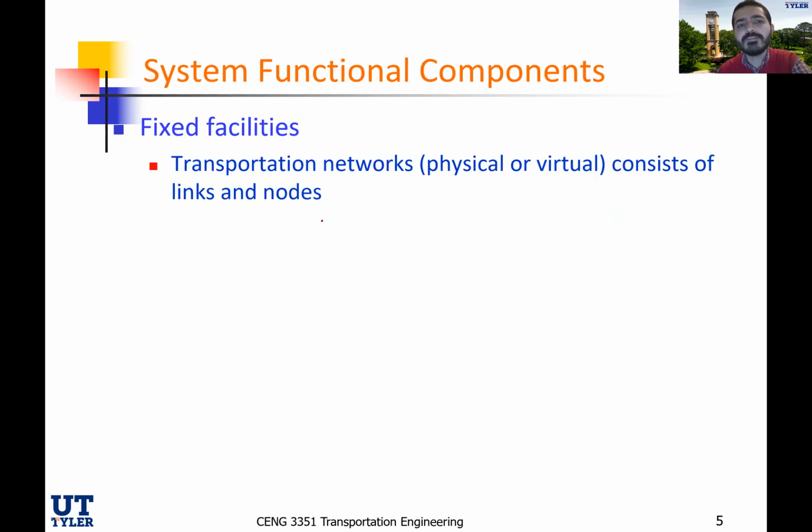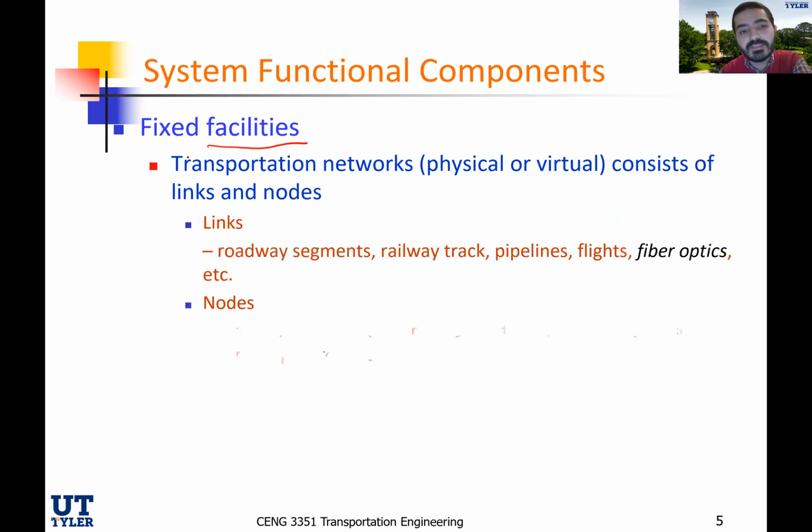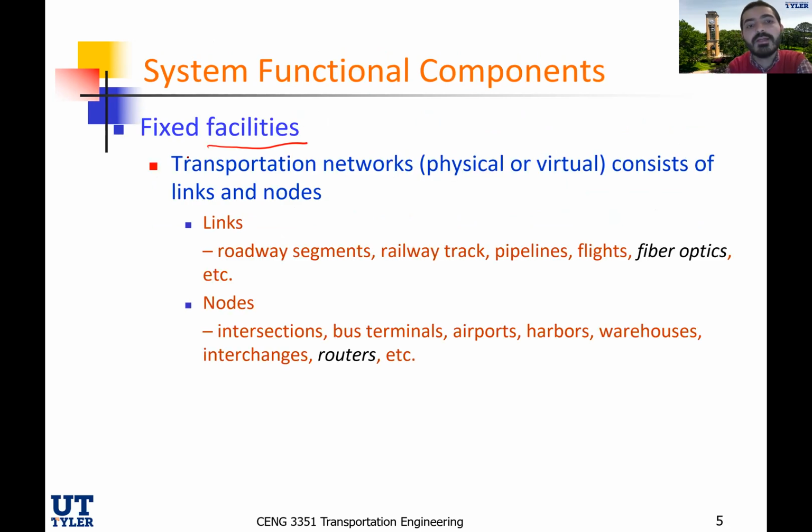So what do I mean by fixed facilities? Fixed facilities are the transportation networks. The facility actually has many components, and let me show it to you here also. A transportation network can be either physical or virtual, and it consists of several links and nodes. For any transportation network, I can look at the city of our own here and how all the roadways are connected to each other. So there are links as well as nodes.